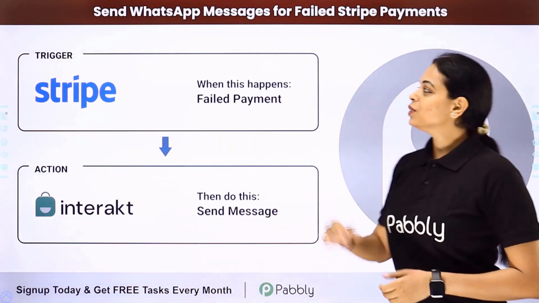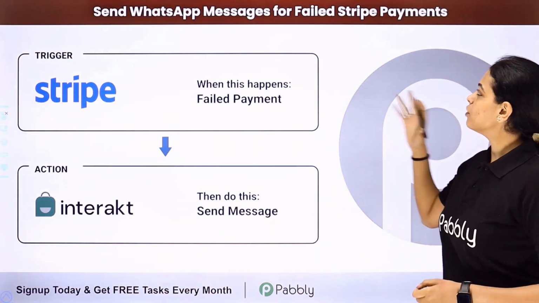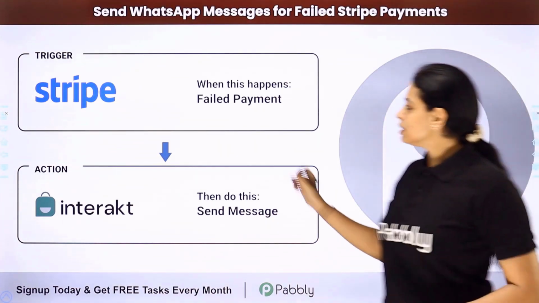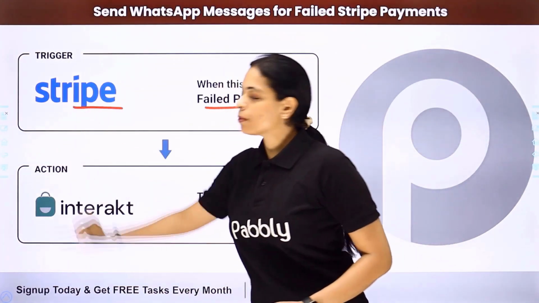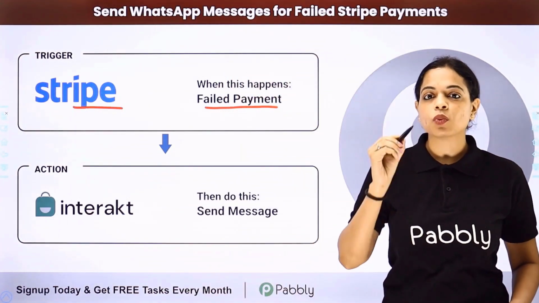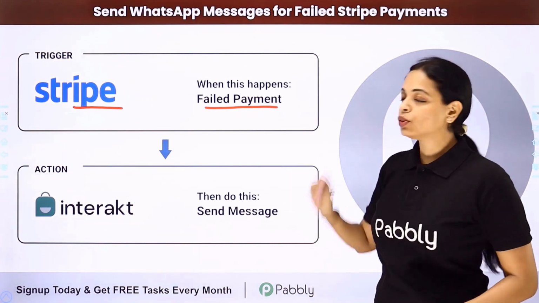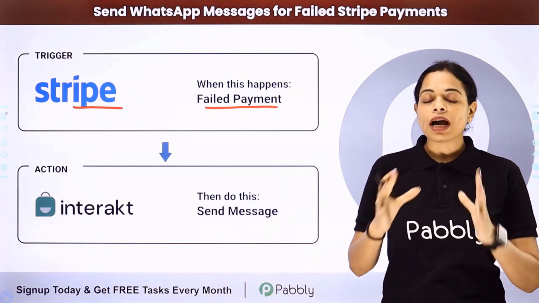In this video, we are going to see how to send WhatsApp messages for failed Stripe payments. So every time there's a failed payment through Stripe, which is a payment gateway, you want to send a WhatsApp message to the user who has just tried to make the payment. Now, how can that be done?